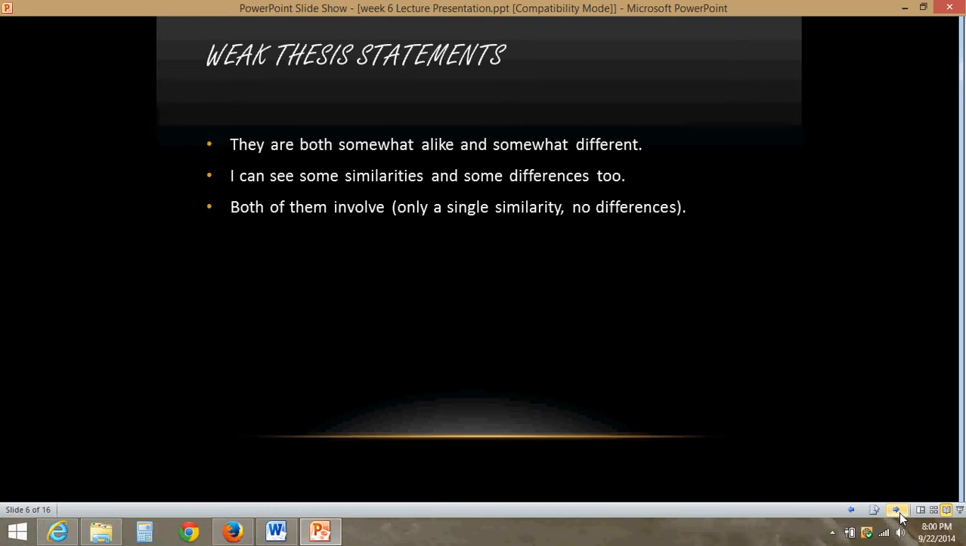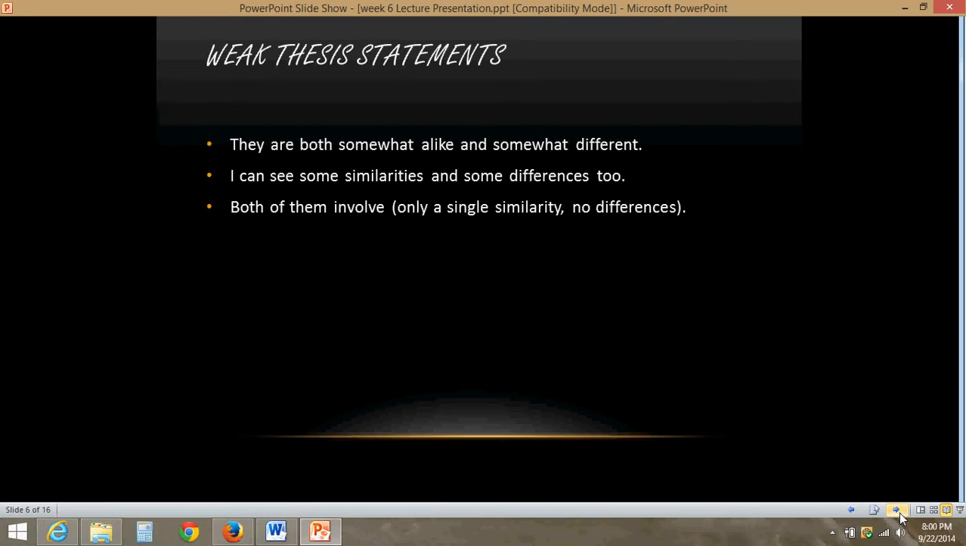So here are some weak thesis statements. I've already kind of mentioned one, but they are both somewhat alike and somewhat different. Well, here we have that revert back to 6th grade writing with the somewhat alike and somewhat different phrasing. And then we also have a non-specific thesis statement. We say they. Well, what is they? We have no idea, because it's not clear in the thesis statement.